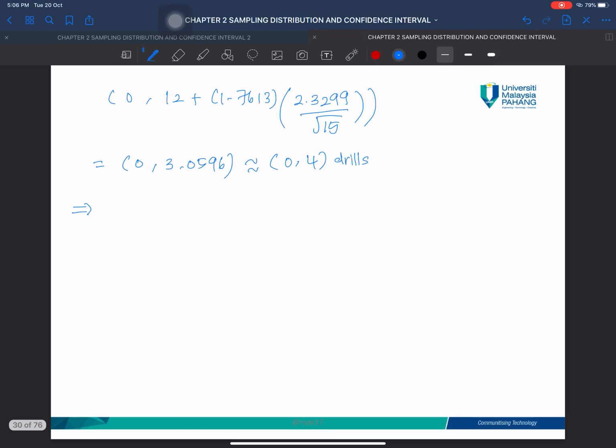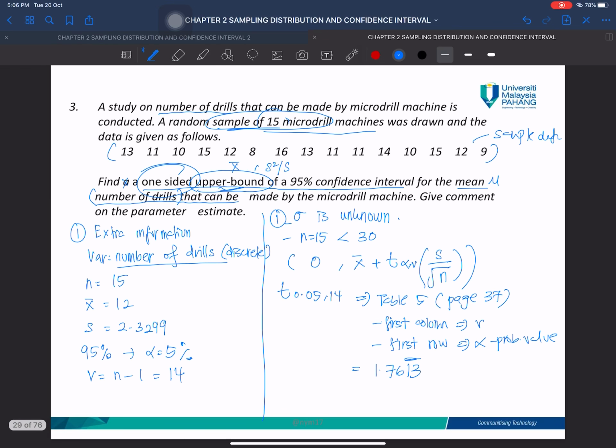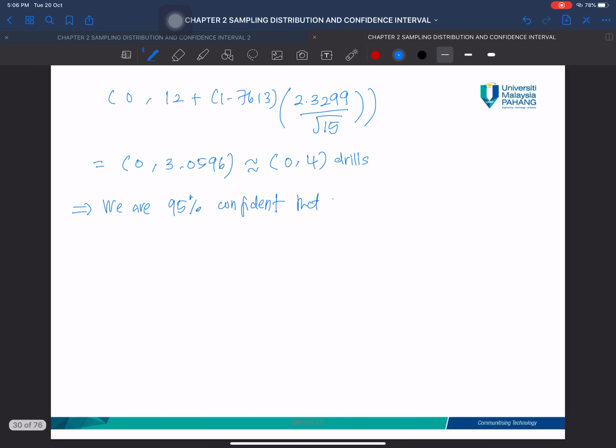So how do we interpret? Similar as before. So we are 95% confident that mean number of drill lies between 0 and 4.